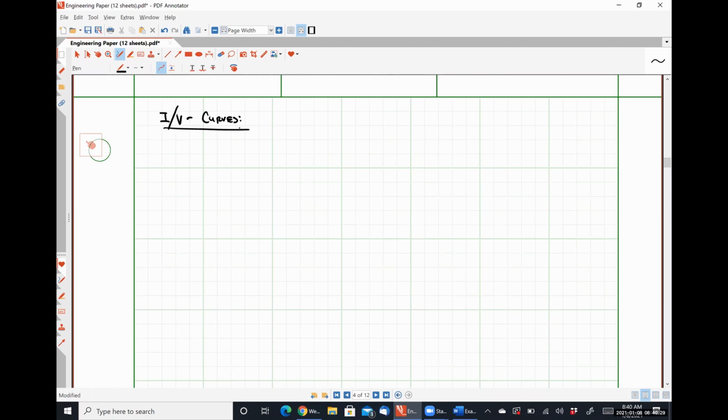This is going to be fairly straightforward. So there's going to be two different characteristic curves.